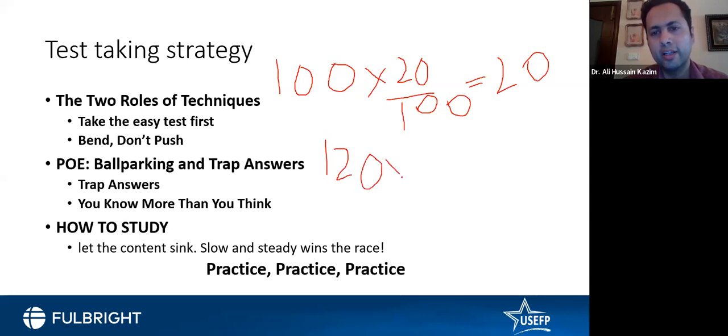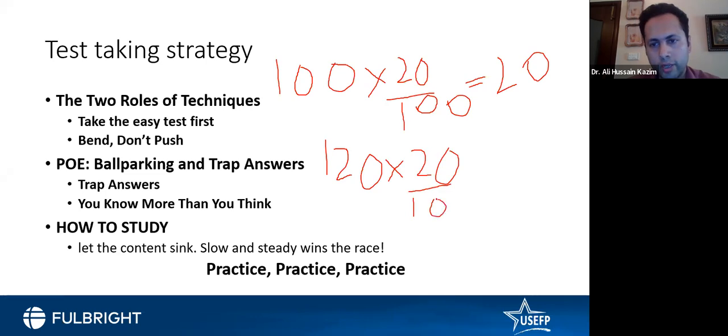Now I said it decreases by 20%. So now the 20% is 20% of the new price, which is 120. If we take 20% of this, it comes out to be 24. So the new price is 120 minus 24, which is 96.